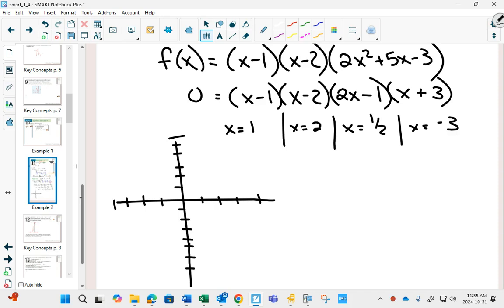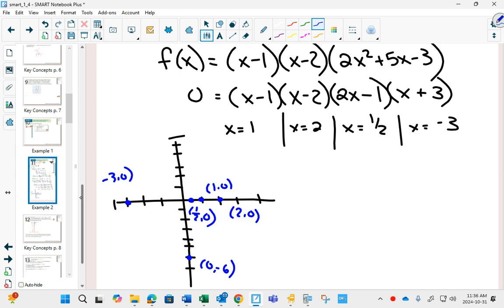So from before, we already knew that our y-intercept, 1, 2, 3, 4, 5, 6, was down here at (0, -6). As soon as I label my y-intercept, I've given a scale for my y-axis. Now I'm going to label all of my x-intercepts at 1, at 2, at a half, and at minus 3. So here we've got (-3, 0), (2, 0), (1, 0), and (1/2, 0).